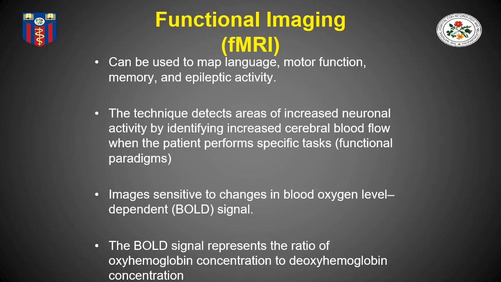These were the most common abnormalities, and now we're going to have a look at the use of functional MRI and DTI. Functional MRI can be used to map language, motor function, memory, and also epileptic activity. The technique detects the areas of increased neuronal activity, which are identified by an increased cerebral blood flow when the patient is performing a specific task. The images use what is called a BOLD signal.